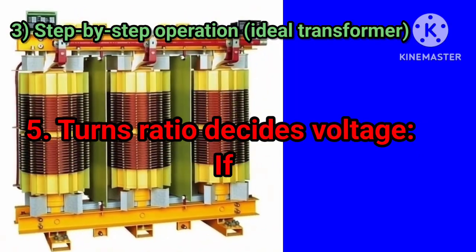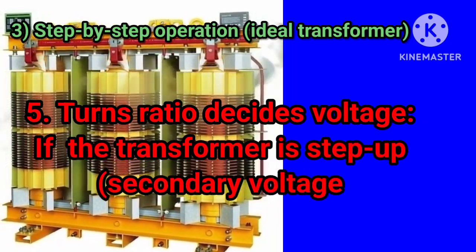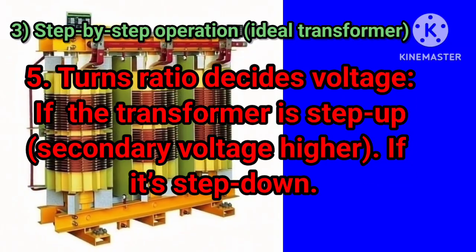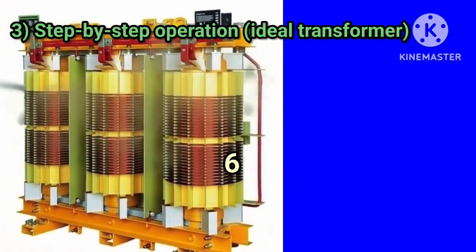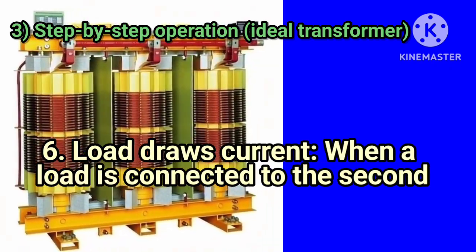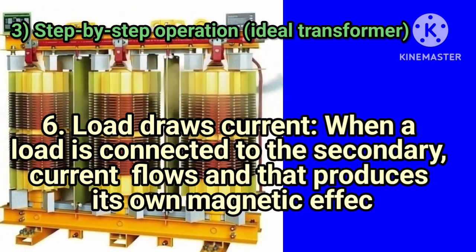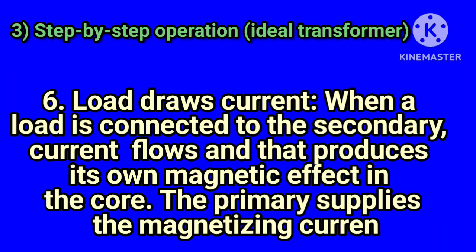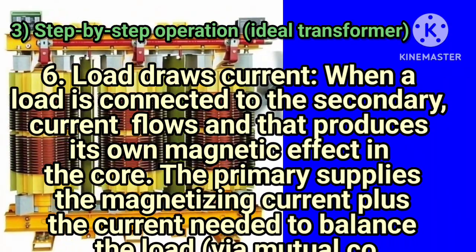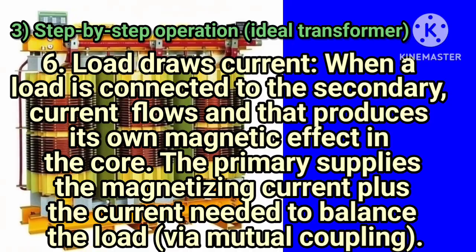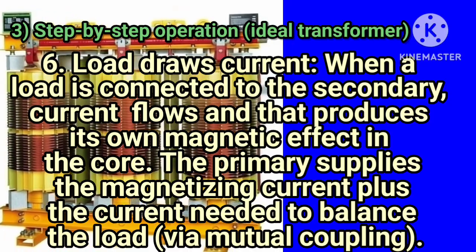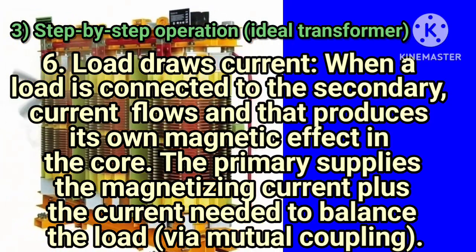5. Turns ratio decides voltage. If the transformer is step-up, the secondary voltage is higher. If it's step-down, the secondary voltage is lower. 6. Load draws current. When a load is connected to the secondary, current flows and that produces its own magnetic effect in the core. The primary supplies the magnetizing current plus the current needed to balance the load via mutual coupling.